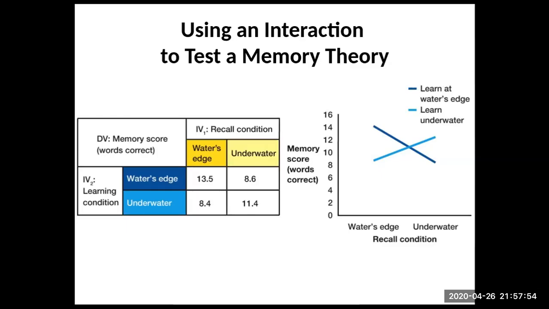So what you see is, according to this graph, those who learned at the water's edge recalled significantly more at the water's edge, and those who learned underwater recalled significantly more underwater than recalling it at a different place than they learned it. So not only does this show us an interaction, but it actually shows us that that theory of context-dependent memory is correct, because we see a higher number for those who recalled where they learned it on both sides.